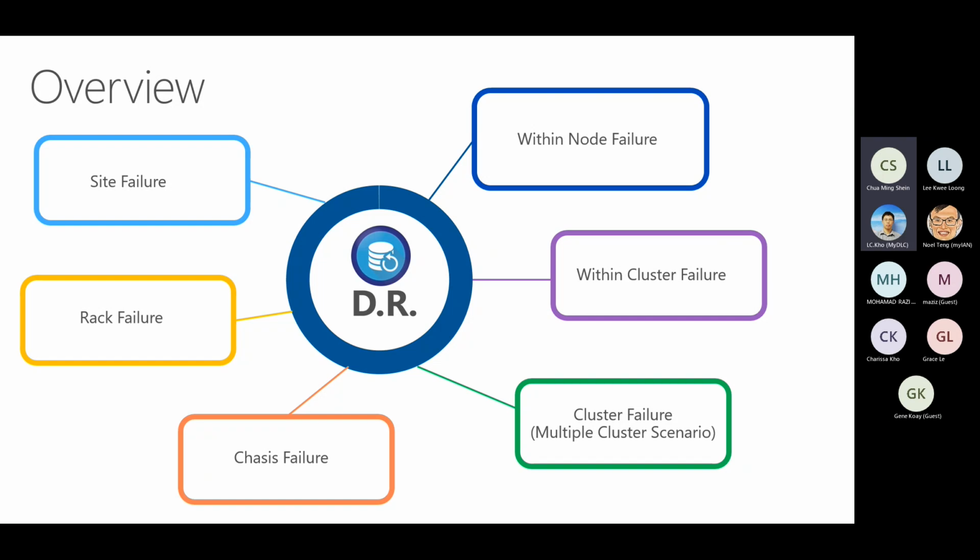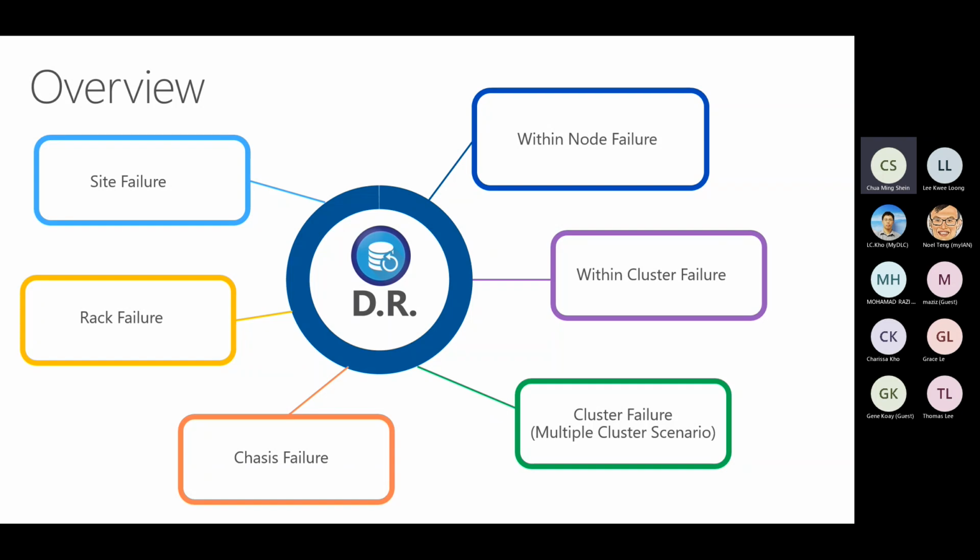Then within cluster failure. For Azure Stack HCI, we have the cluster, right? So any failure within the cluster, for example a node failure, we need to prepare for this kind of scenario. And of course, we have to cater for cluster failure. How about when the entire cluster fails? How can we cater for this kind of scenario? Then we come to the chassis failure. This chassis failure is not the normal kind we can see. Later I will show you.